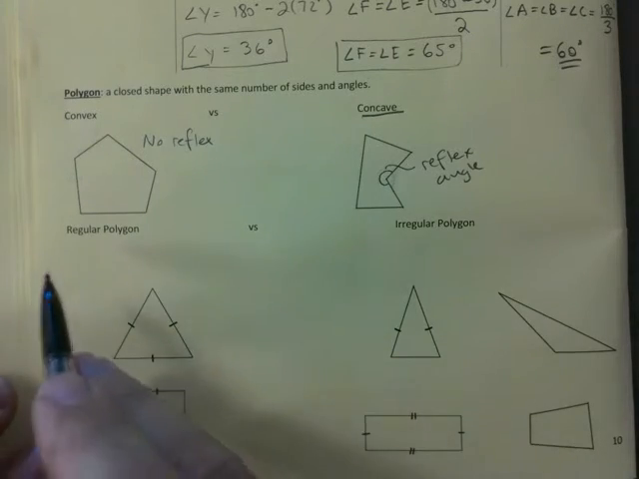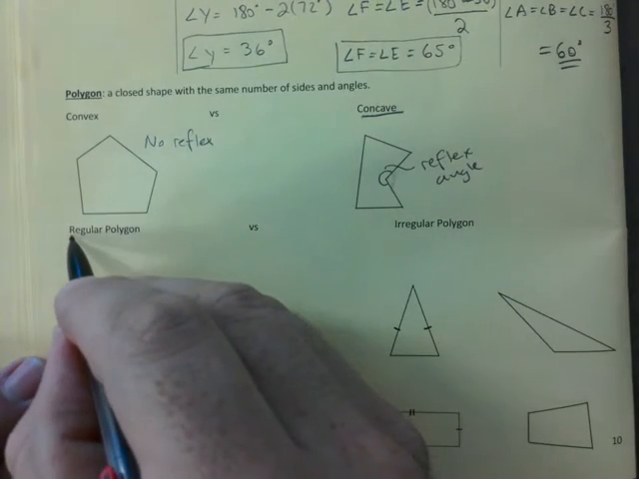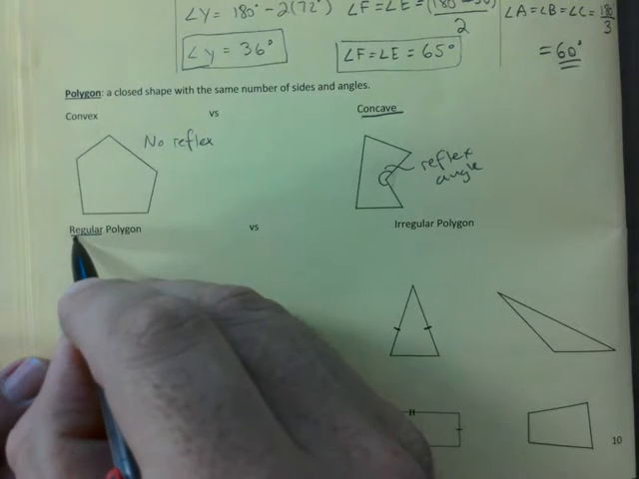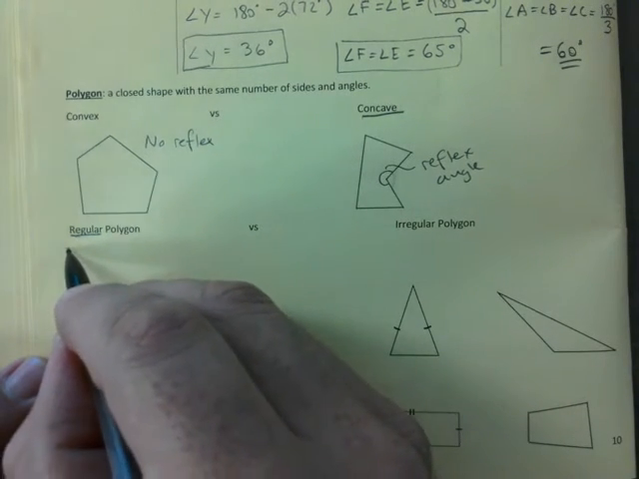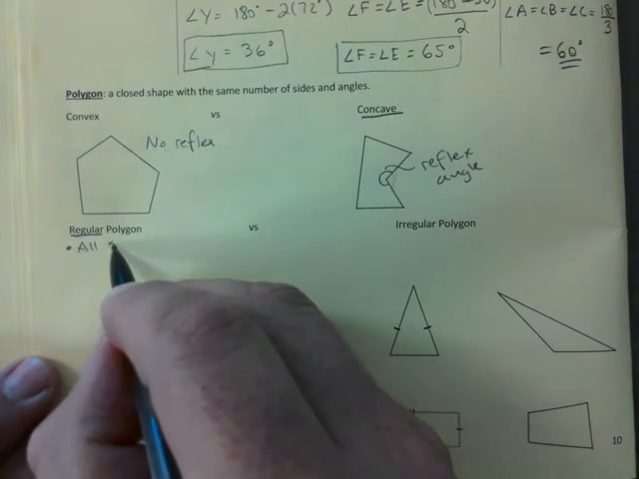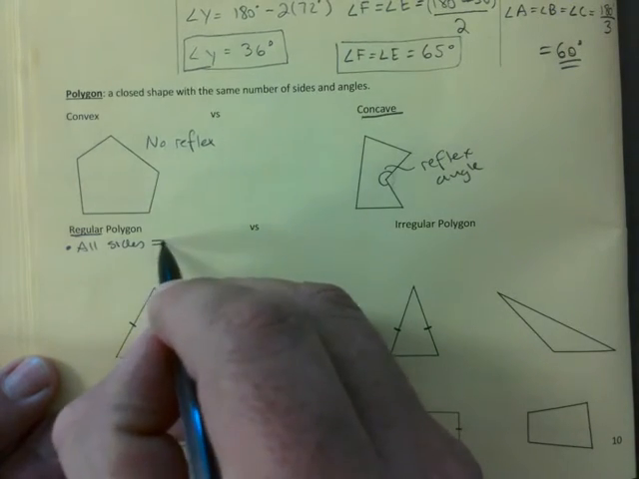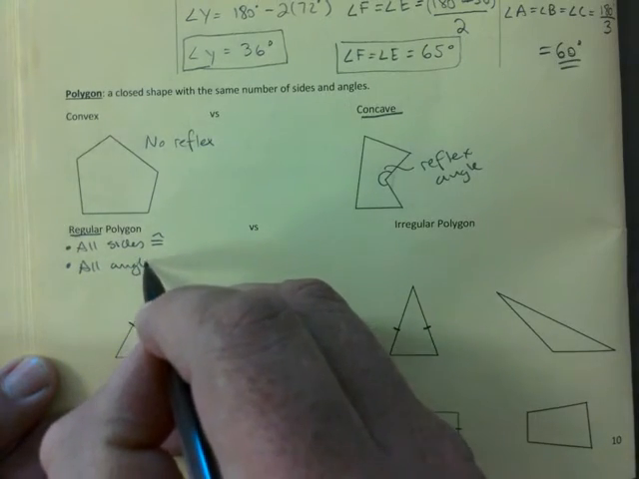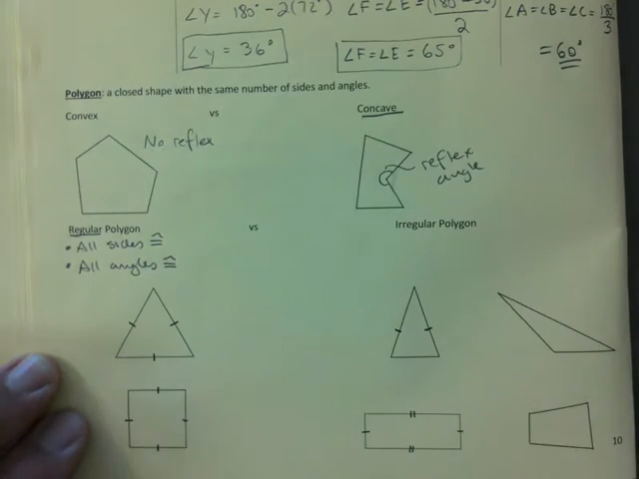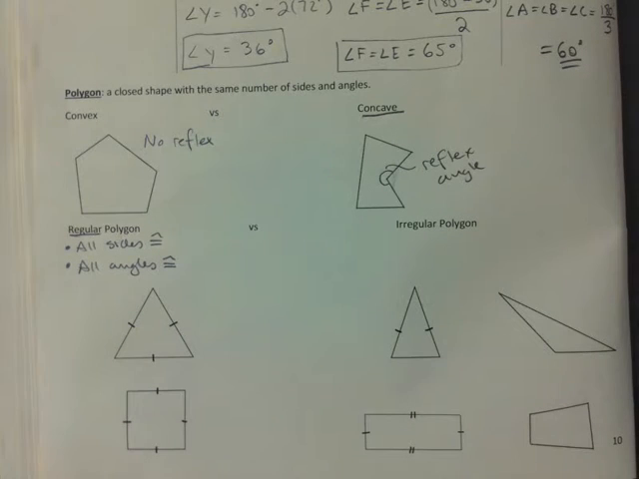All right, regular polygons. That word regular means a lot for us in math. Regular tells you two things: all sides are congruent and all angles are congruent. So immediately you know, oh, regular, got it. Everything is the same. All sides measure the same, all angles measure the same.